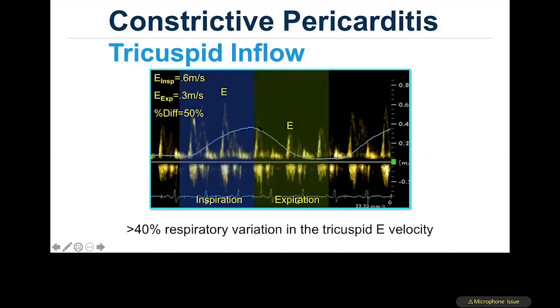So this is the inspiration and this is the expiration. This is the E wave after the beginning of the first inspiratory cycle, and the first E wave after the beginning of the expiratory cycle. So you take from here to here, you see a large change from 0.6 to 0.3. So there is a 50% or more change in the transtricuspid inflow peak E velocity. And typically, if they are more than 40% in the tricuspid E velocity, that can allow us to diagnose the presence of findings that are consistent with constrictive pericarditis.